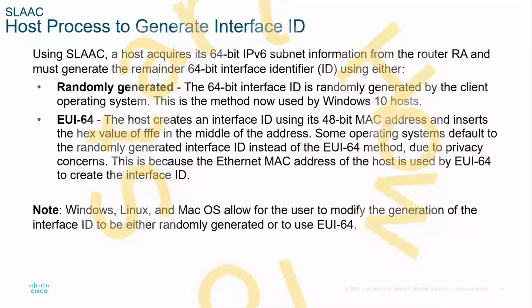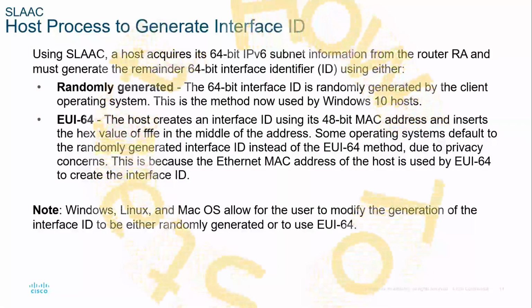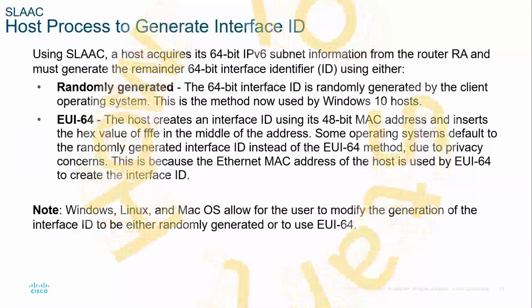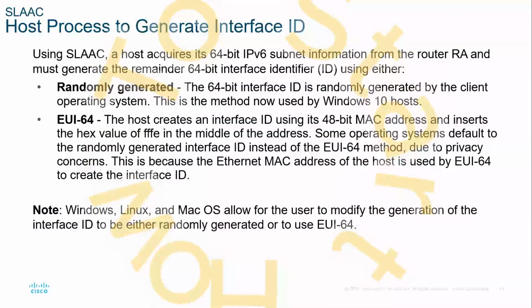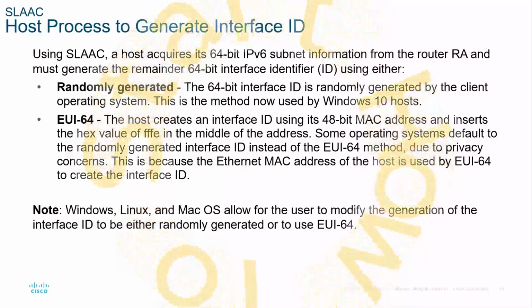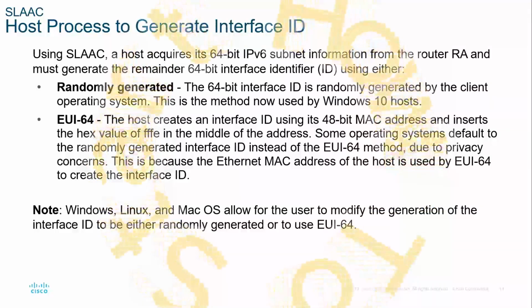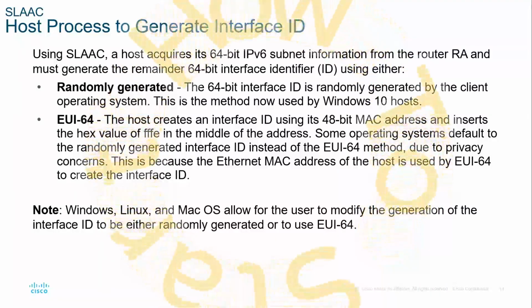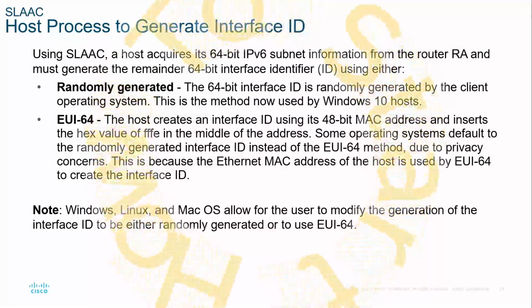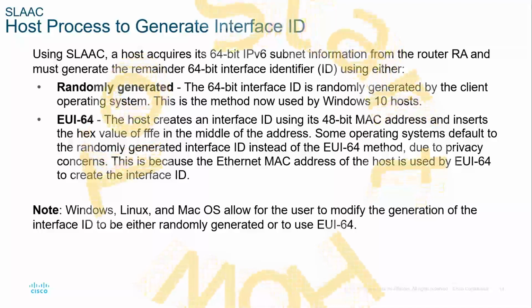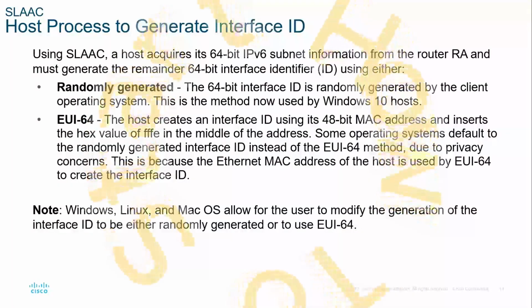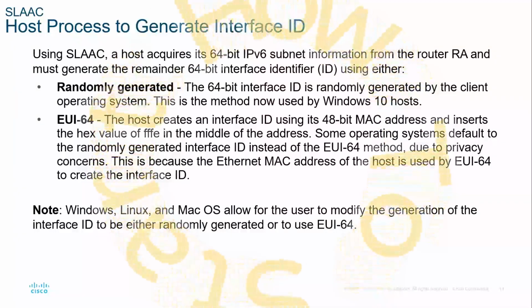So using SLAAC, a host will acquire its 64-bit subnet information from the router advertisement and will have to generate the remaining 64 bits of the interface identifier. This is done two ways. Randomly generated, which is normally used in Windows 10, or EUI-64. What's interesting is the EUI-64 basically will create an interface ID using the MAC address, and we're going to talk a little bit more about the EUI-64 method a little bit later.